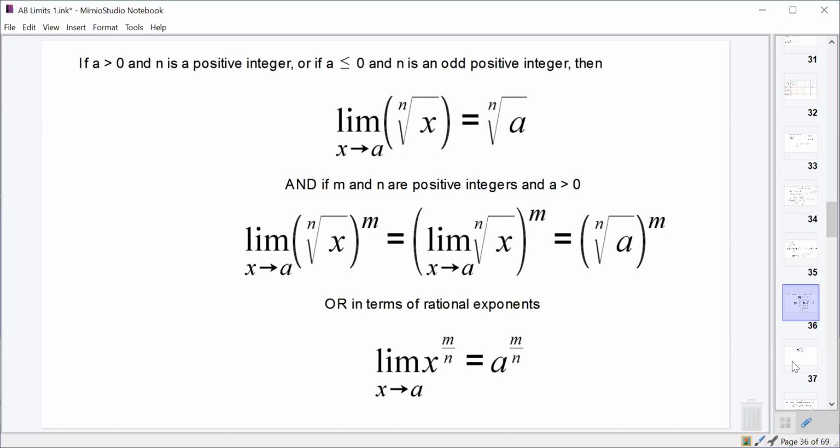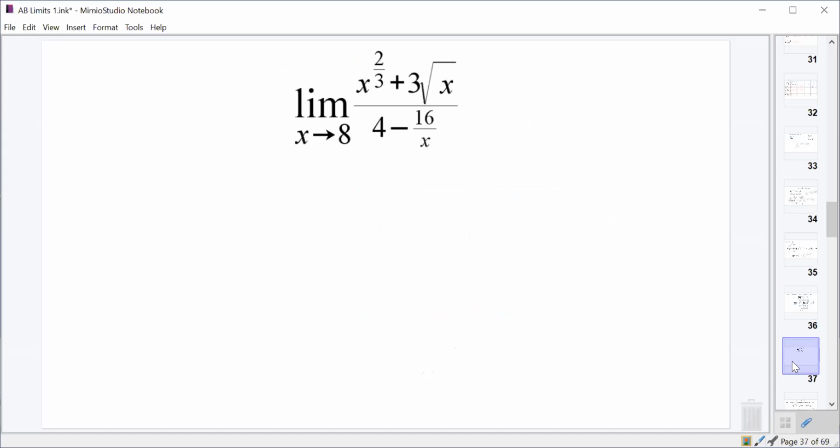Cool. So just for fun, let's do this limit. It looks unpleasant, but it's not. In fact, why don't you guys take like 30 seconds and do that limit? Ready to go. Okay, to the 2/3 power, we should just plug in 2/3 plus 3 root 8.